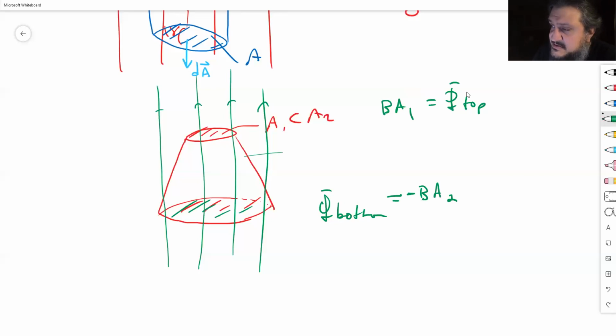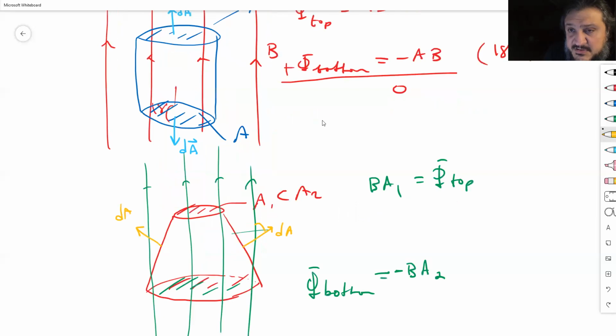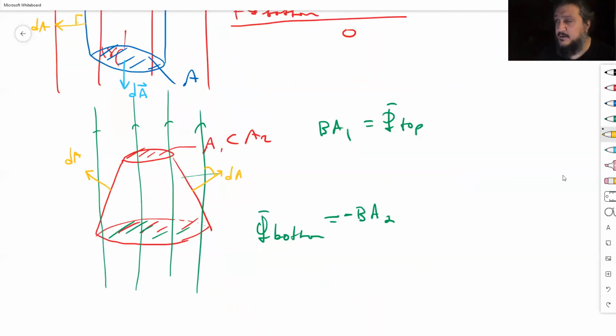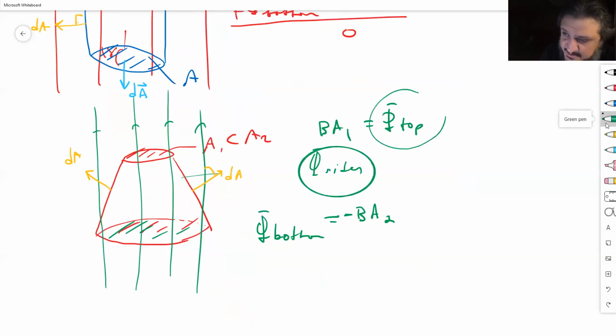So how come the total is still 0? Now dA on the sides is pointing this way, or here, that way. Which means the angle between dA and B is neither 90 nor 0, which was the case for a cylinder. For a cylinder, dA on the side was 90 degrees, cosine 90 is 0. You didn't have any contribution from the sides for a cylinder. I forgot to mention that. But now you will have a magnetic flux from the sides. So if you add phi top to phi sides, you'll get a number, and that number plus phi bottom will give you 0.